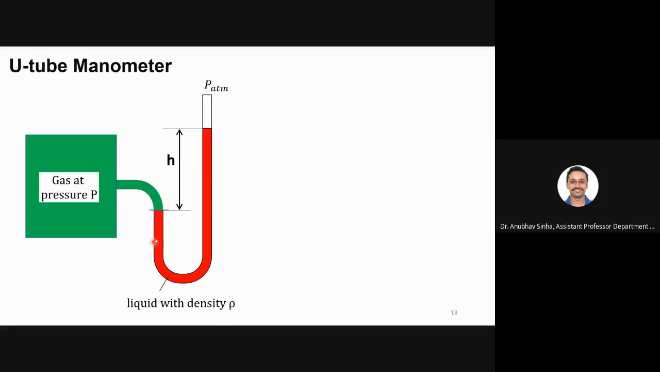Now because of this pressure, it pushes this liquid down. If you leave this manometer unconnected, lying separately, then these two columns will be at the same height. But because this is pushing from here, the liquid depresses here and it rises on this column.